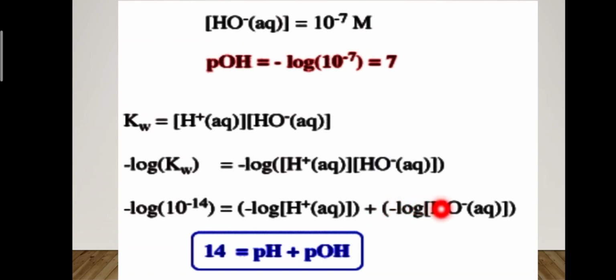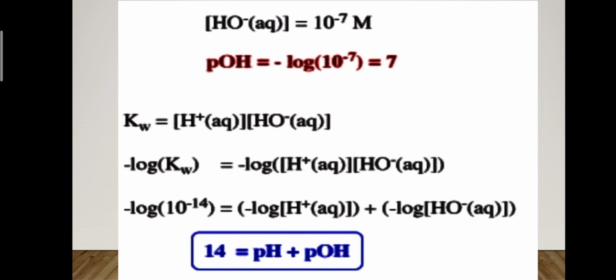So we substitute the value of Kw on this side, and this is equal to minus log H positive plus minus log OH negative, because both the substances are multiplied by each other. So we convert the equation by putting a plus sign here.